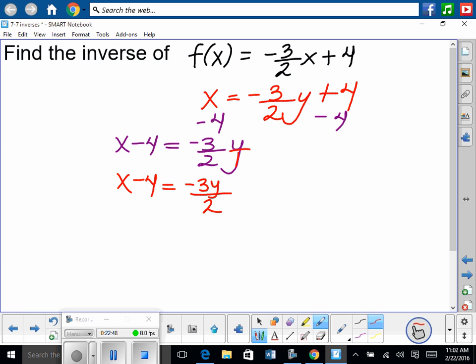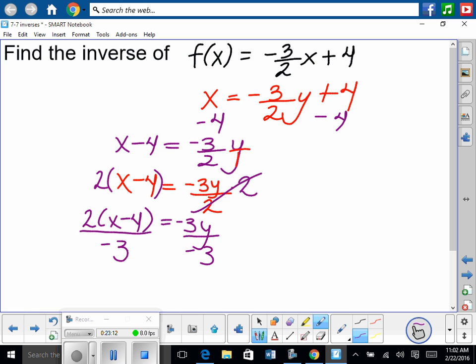Because now isn't it more obvious on how to algebraically go about it? Like Braylon said, because we're dividing by 2, we're going to multiply both sides by 2. Now don't I need to put that in parentheses? Okay. So we have 2 times x minus 4 is equal to negative 3y. Now what would we do? Divide by negative 3. Now isn't y all by itself?